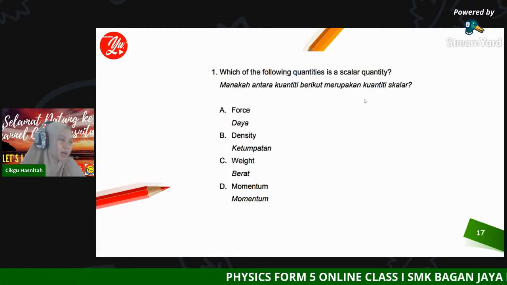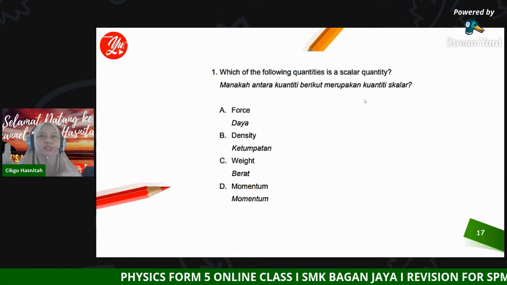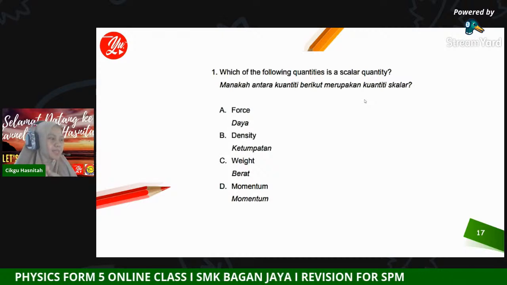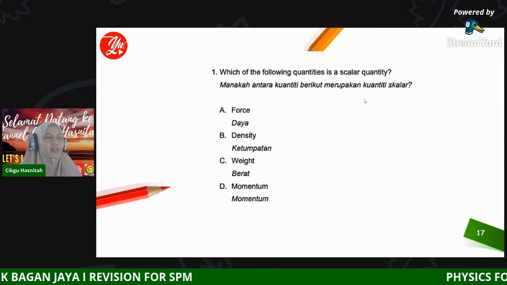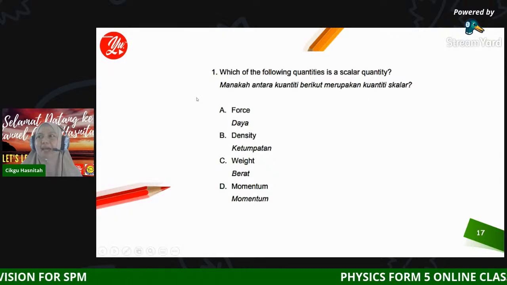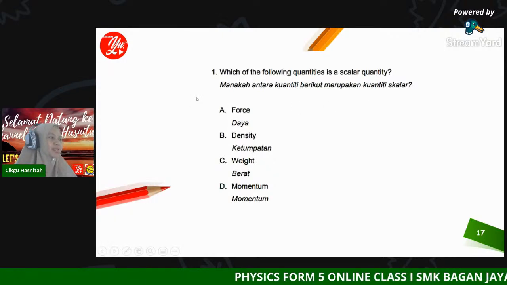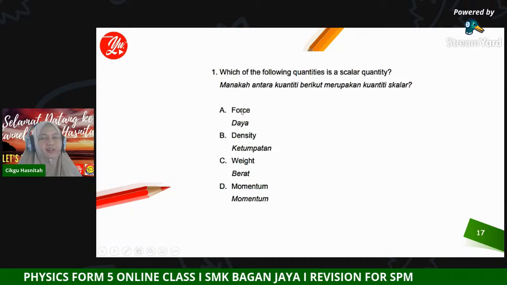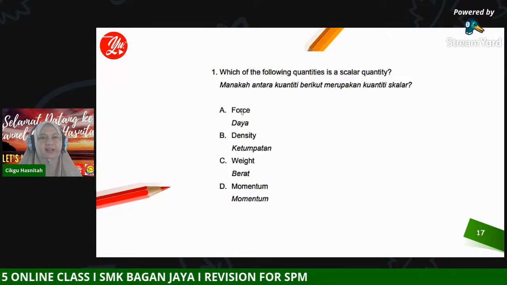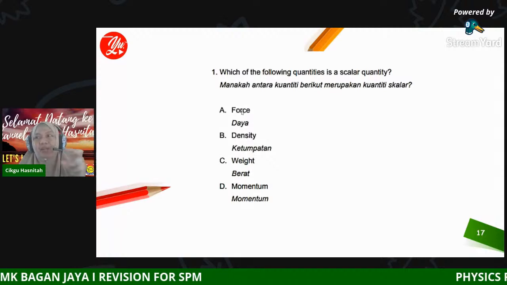Scalar quantity means what? A scalar quantity is a quantity which has magnitude but no direction. So which one is the answer? Which one has magnitude but no direction? Does force have direction or not? Force is a vector. It has magnitude and direction.